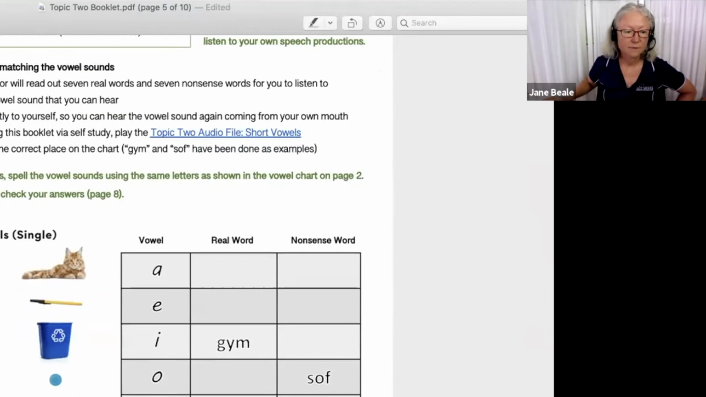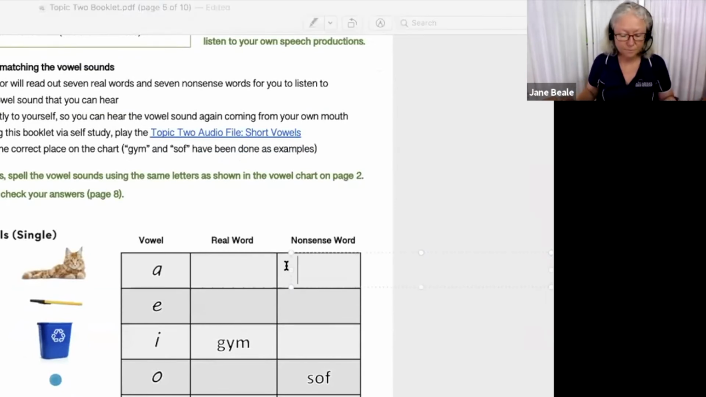So let's all try one together and we'll see if we're on the right track. The word I want you to write is a nonsense word. Have a listen. Rab. So say it. Rab. Use your duck hands if you need to. R-A-B. Rab. And then let's see if you got it. Did you do that? Rab.